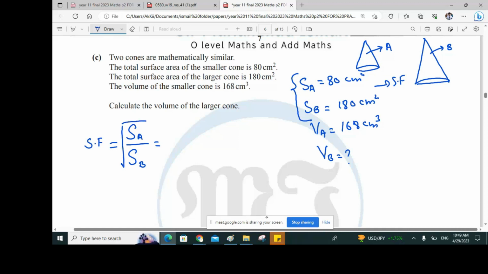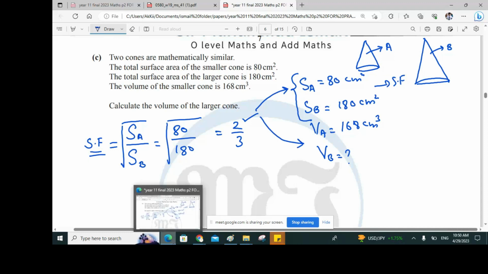So what is the surface area of A? It is 80, divided by surface area of B, which is 180, and take a root of it. Let me do it with the calculator. It's root of 80 divided by 180. Okay, it's giving me the answer as 2/3. So this is the scale factor of 2/3, which I can use for both the surface area and the volume. I can use it for both of them. Are you getting my point?